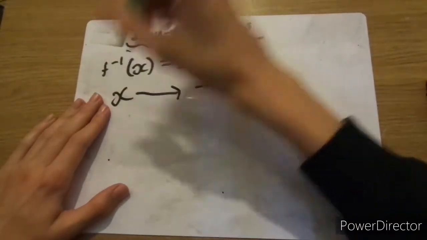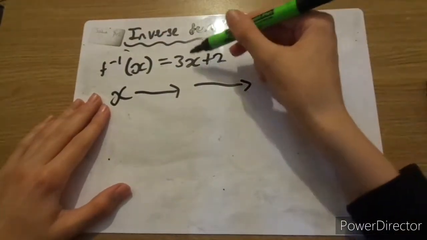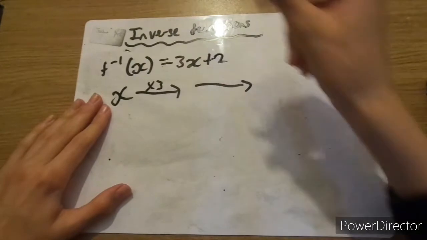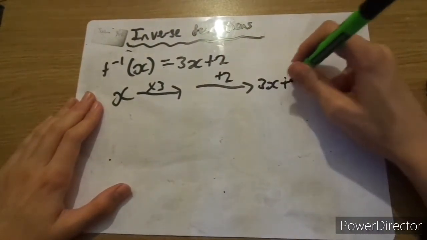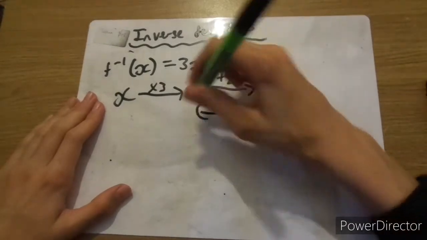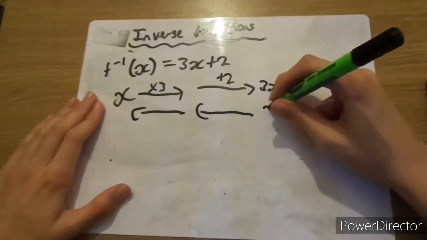So you start off with x. What happens to x first? It's times by 3. And then you add 2 to it. That gives you 3x add 2. And then basically just write it backwards, if that makes sense.